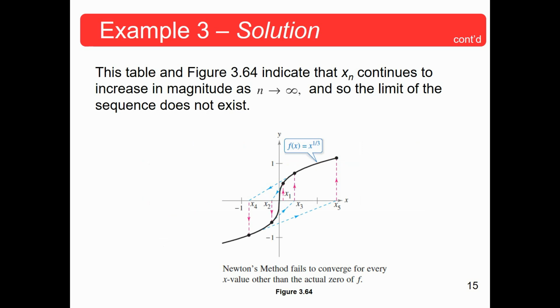Basically, x sub n continues to increase in magnitude as n approaches infinity. So no matter how far out I go, this is what happens. I picked x1, it gave me a new x2. Then I picked that, it gave me a new x3. It picked another one, it gives me a new x4. Notice how they're just going further and further out. Okay? So it's never going to converge. So for this one, it fails to converge.